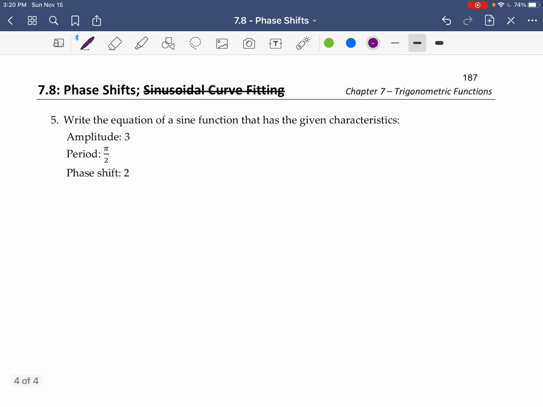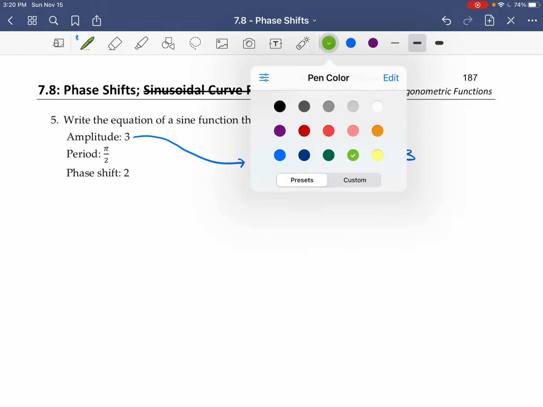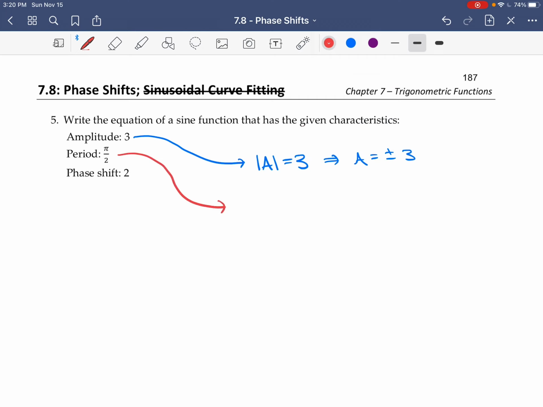Here we want an equation that has these characteristics. The amplitude is 3. What that tells me is that the absolute value of A should be 3, which means that A could be plus or minus 3. We don't know, it could be either. Now the period, I'm just going to switch colors here. The period is pi by 2. So we want to find the B value.